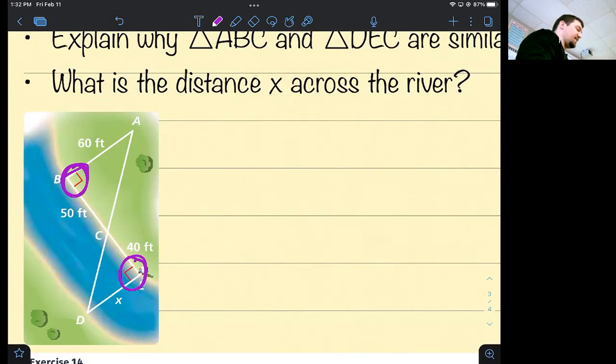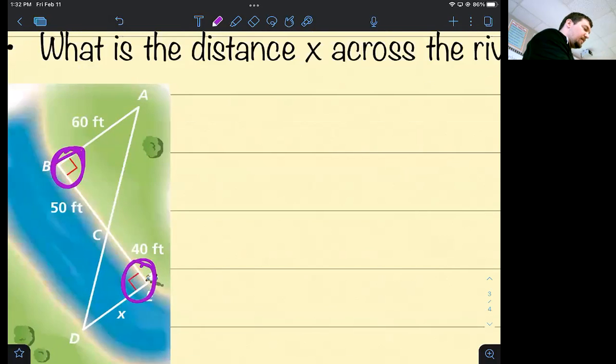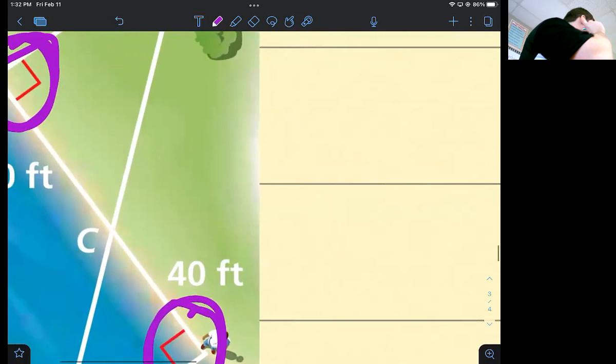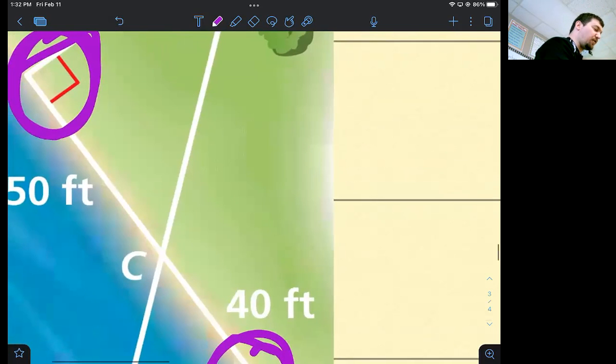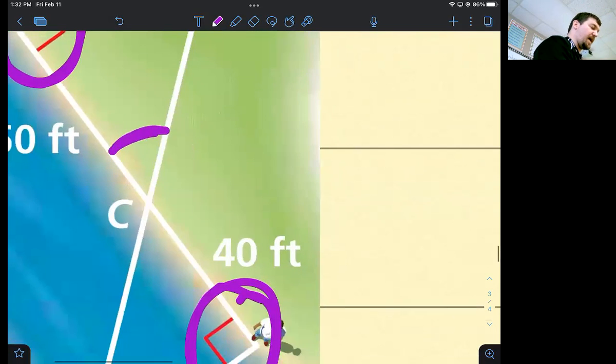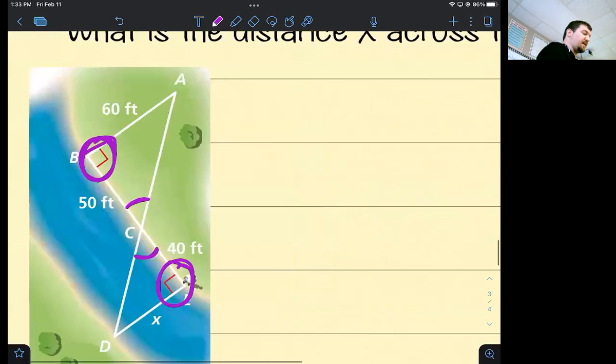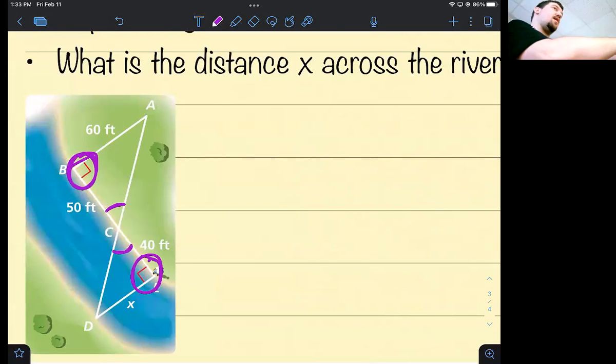Owen? Say it again. What about C? Yes, there it is. I thought I heard you say that. They are vertical. So because we know vertical angles are congruent, we can prove that angle C on this triangle and angle C on the other triangle are congruent. And if we can prove that there are 2 matching angles, we know the third set of angles will also match. And therefore we do have similar triangles.